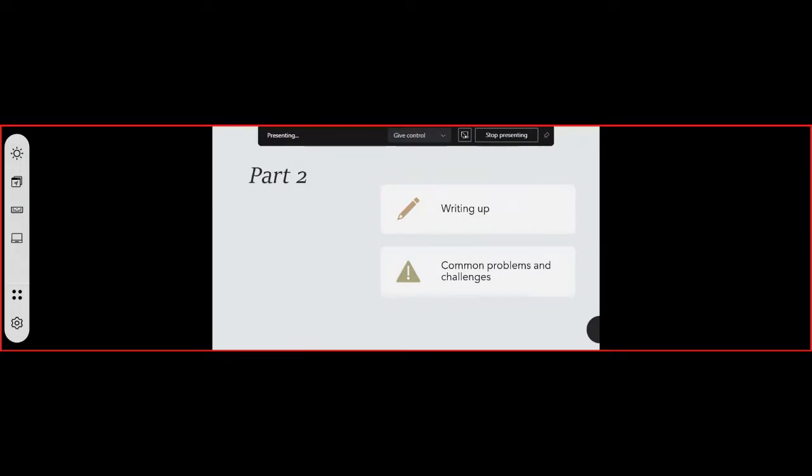All right, so tonight we're focusing on writing up and possibly some common problems and challenges that we might experience when writing up our studies. You will remember last time we had a very important principle where we said garbage in, garbage out. So I am hoping by now when you start writing up that you have quality sources that you will be using in your write-up.